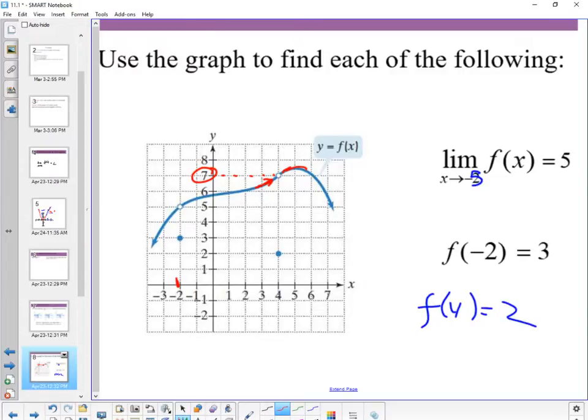When we are approaching -2, right here, what's the limit? We're approaching -2, right? You see that? The value happens to be 5. So, there it is. Go ahead. I can't hear you.